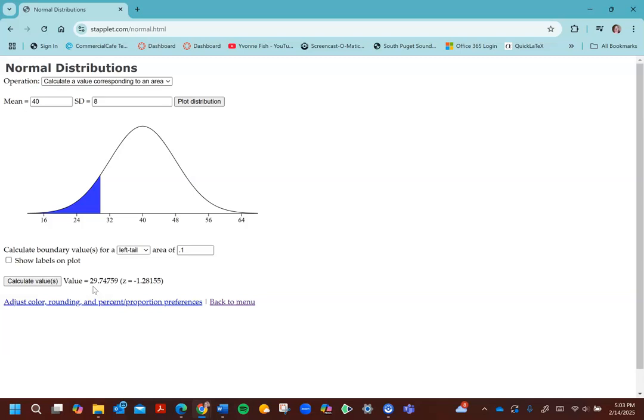So our value is 29.74759. And incidentally, it gives us the z-score here as well, which is quite nice. We have z equals negative 1.28155. So you can see how that compares in a standardized form, kind of like when you have to compare apples to oranges. You could use the z formula that we've used previously, but you can also find it this way, which is really nice. And we'll do that in another lesson.